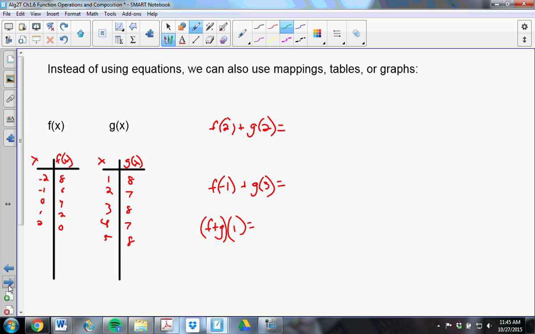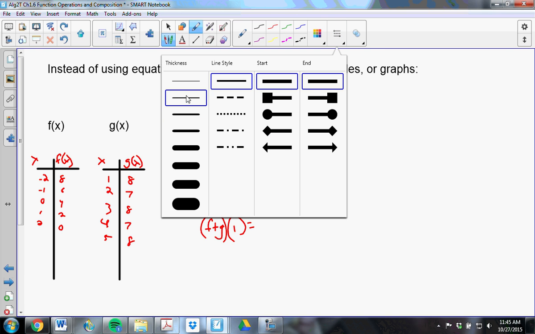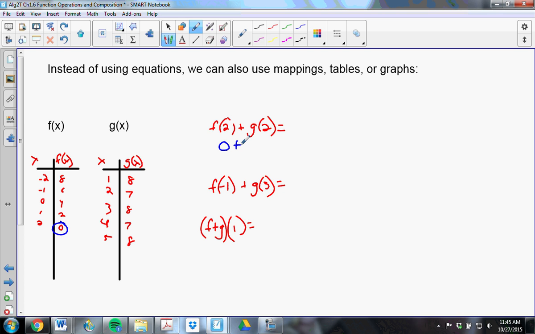We can also do this with mappings or tables or graphs instead of just with equations. Like here's my function f of x, here's my function g of x, and I can find f of 2 plus g of 2. Well, f of 2 I know is 0. G of 2 I know is 7. So 0 plus 7 gets me 7. F of negative 1 I know is 6. G of 3 I know is 8. So it's 6 plus 8 to get 14.